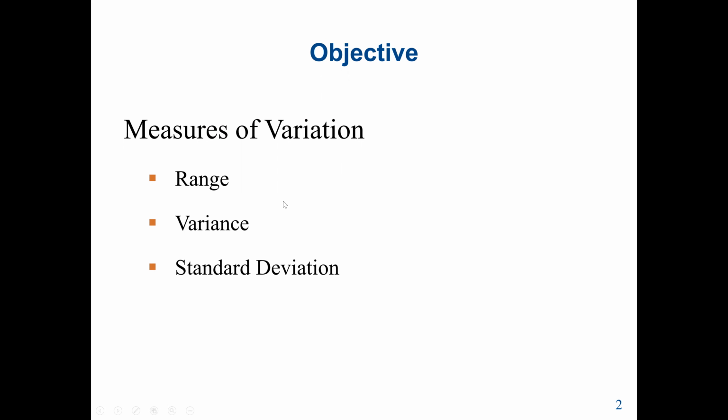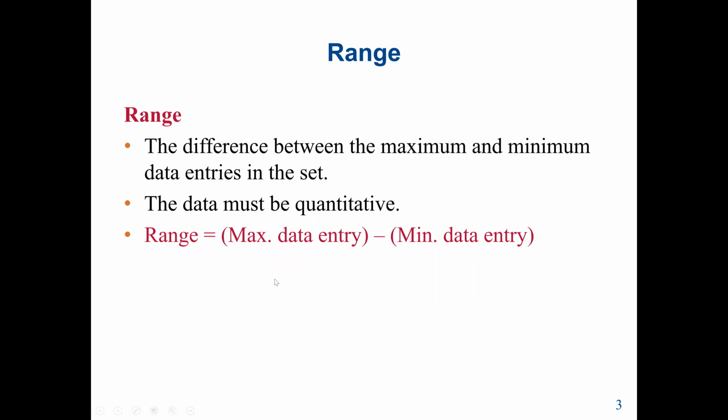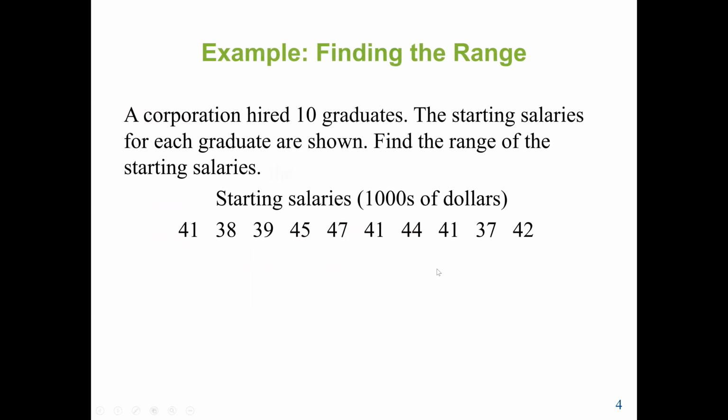So we start with the range first. How do we find the range? The range is the difference between the maximum and the minimal data entry in the set, and the data must be quantitative. So this is the formula: the maximum data entry minus the minimal data entry.